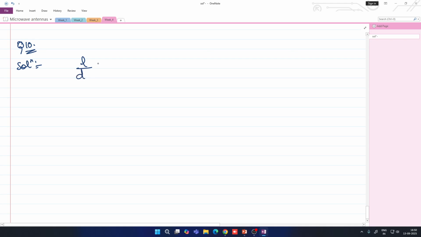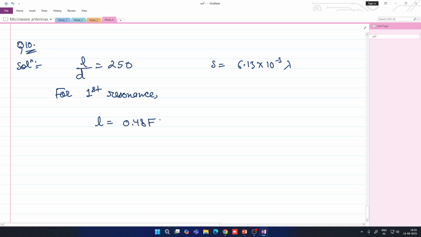L by D is given, which is 250, and the spacing is 6.13 times 10 to the power minus 3 times lambda. For the first resonance, L should be 0.48 times lambda, or I can write this as 0.48 lambda times L by D divided by 1 plus L by D.